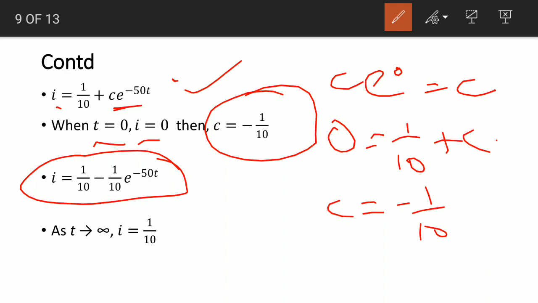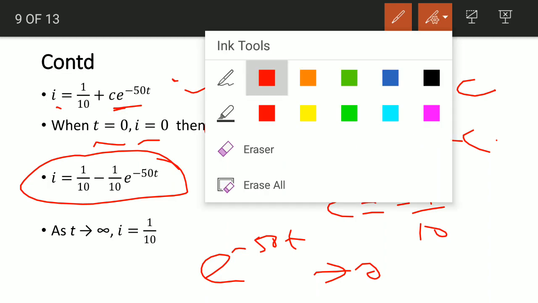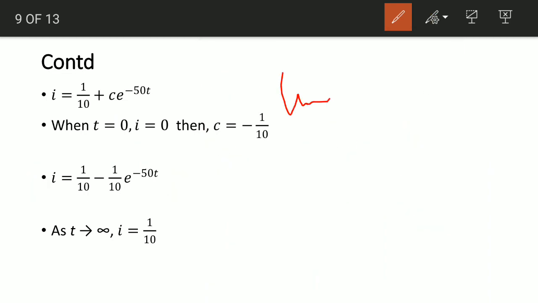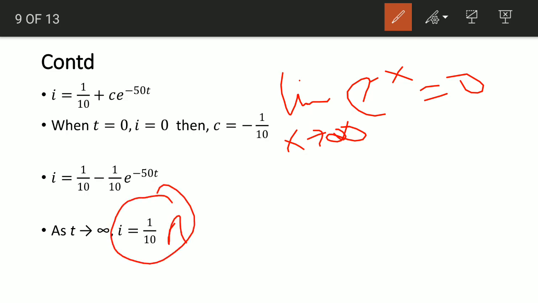We are looking for current. Now, as t tends to infinity, it means that exponential minus 50t will tend to 0. Never forget that, because you should know your limit: as x tends to infinity, exponential minus x is always equal to 0. So as t tends to infinity, it means that your I is 1 over 10 amperes.